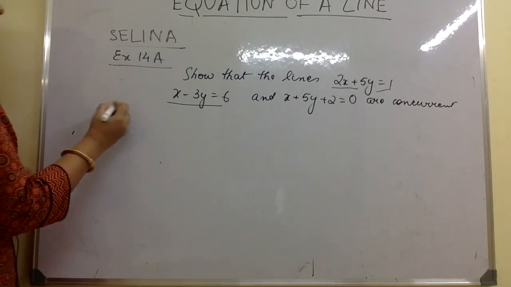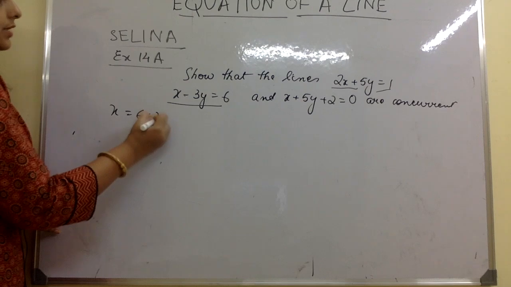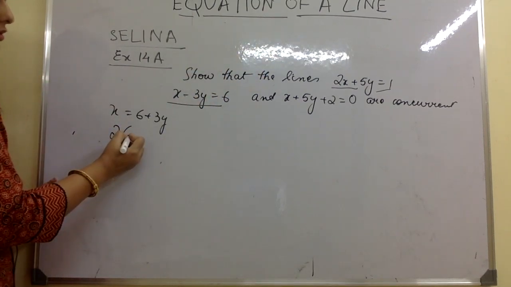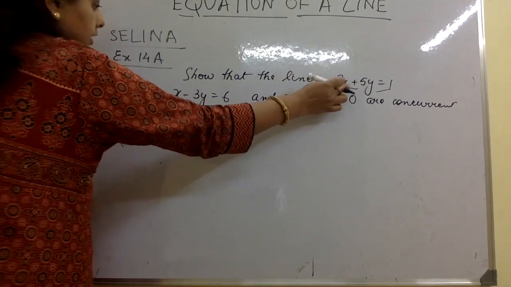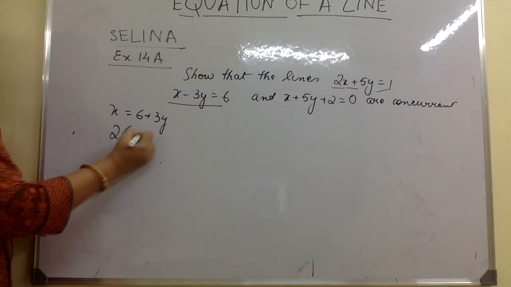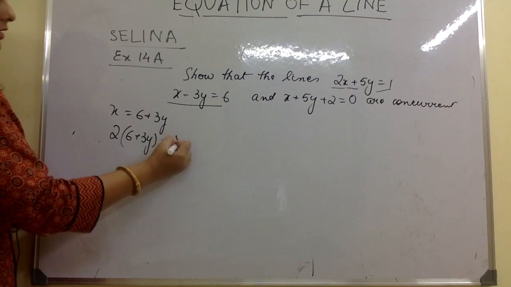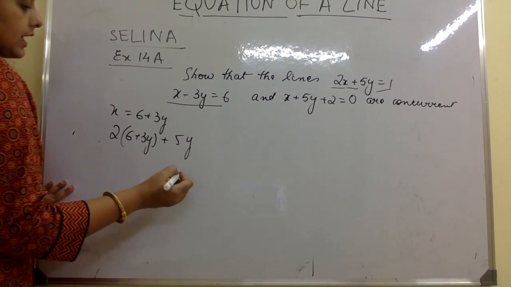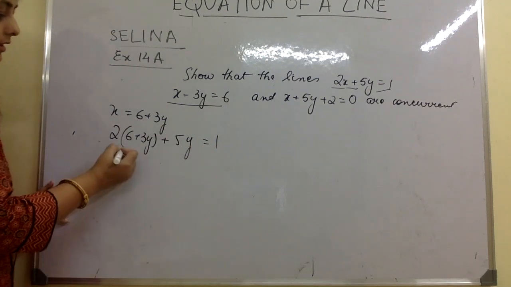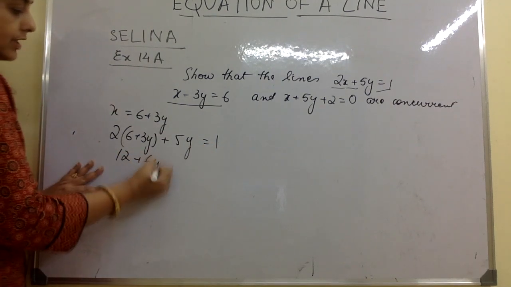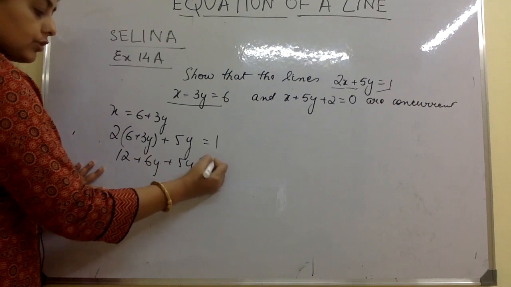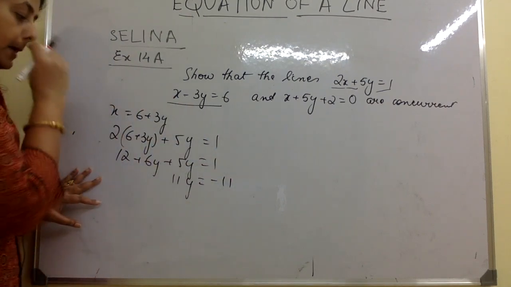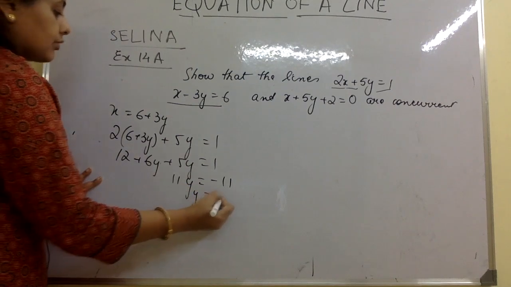So first x is equal to 6 plus 3y. And there I am going to put x. I am substituting x over here: 6 plus 3y plus 5y is equal to 1. Now 12 plus 6y plus 5y is equal to 1. 11y is equal to minus 11. Take this 12 that side. y is equal to minus 1.